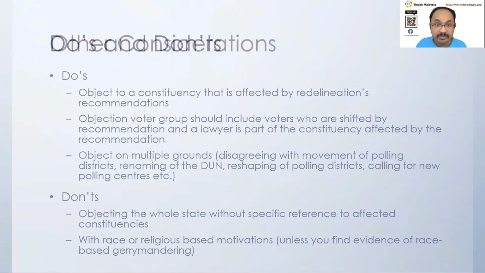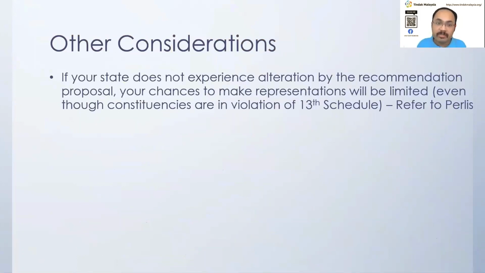Other considerations. If your state doesn't experience any form of alteration by the recommendation, your chances to make representation will be limited, even though the constituencies are in violation of the 13th Schedule. A good example would be Perlis. In the 2016-18 redelineation exercise, first round, there was no boundary alteration. Two groups wanted to submit their representation. The EC said, well, there's no alteration, so we will not proceed with the inquiry. This is a sad fact. This applies to Putrajaya and Labuan by default because they only have one parliamentary constituency and no dues.